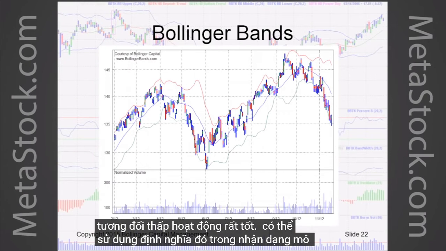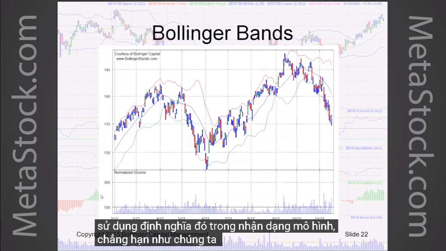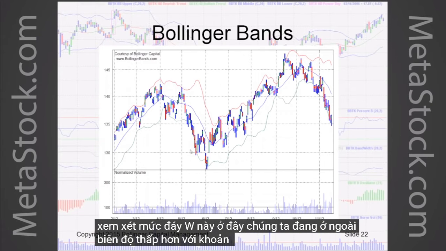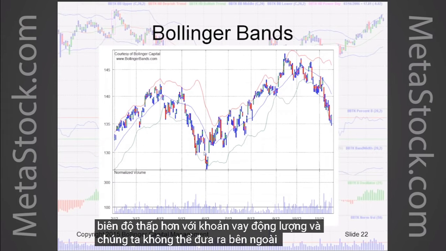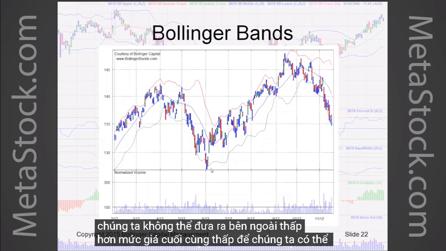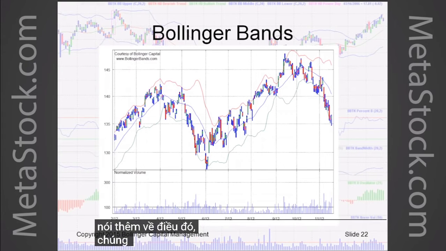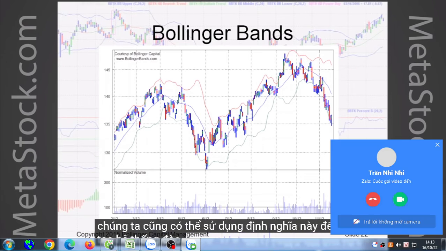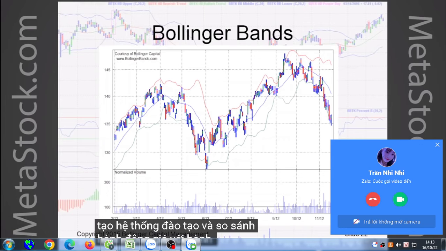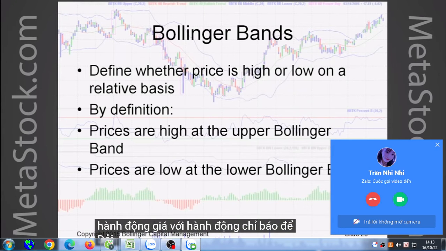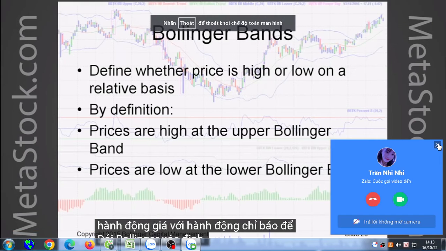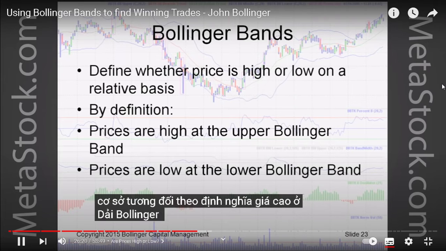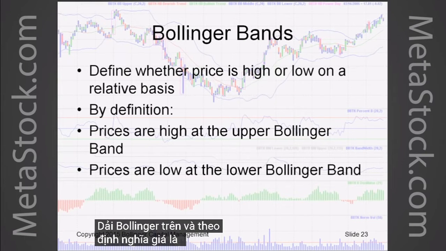We can use that definition in pattern recognition. For example, we're going to look at this W bottom here. We're outside the lower band on the momentum low, and we're unable to get outside the lower band on the final price low. So we can talk more about that. We can also use this definition to create trading systems and compare price action to indicator action. So Bollinger Bands define whether price is high or low on a relative basis. By definition, prices are high at the upper Bollinger Band, and by definition, prices are low at the lower Bollinger Band.